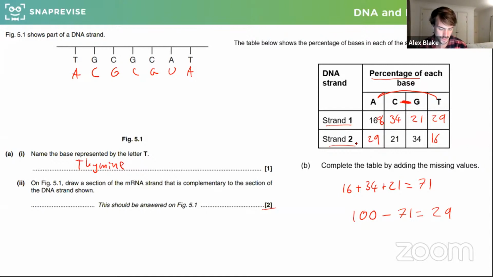Mistake in the first question. Where? The first part. What's the mistake? A U instead of a T.